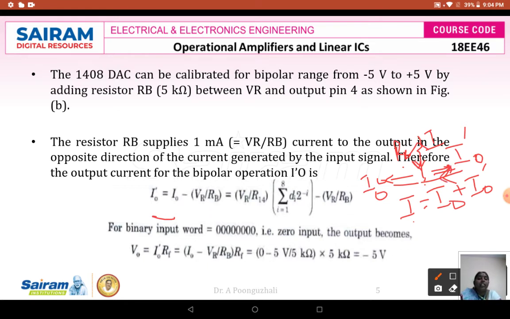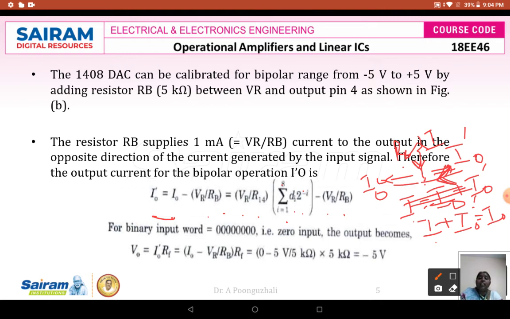So here we can write this, this is the current direction here, I naught dash, and your total current I plus I naught dash is equivalent to I naught. So that means that my I naught dash is equivalent to I minus I naught, or I naught minus your I. I is nothing but VR by RB. So here I naught, we have already found that it is VR by R14 into summation i equal to 1 to 8 of di 2 power minus i, minus VR by RB.